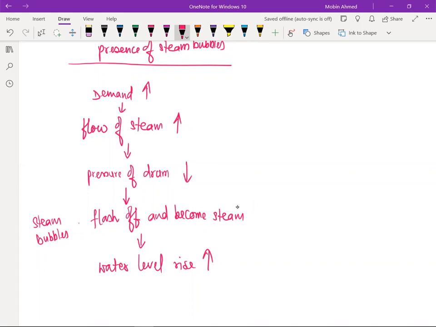So the steam bubble is going to flash off and become steam, and that's why the water level is going to rise. Basically, the mass of the water is decreasing. If you see here, the mass of water is decreasing, it is going to fall, but the water level is rising.